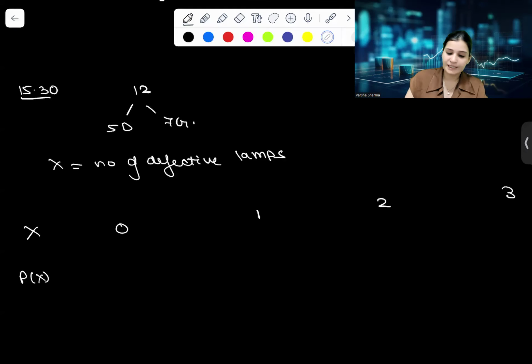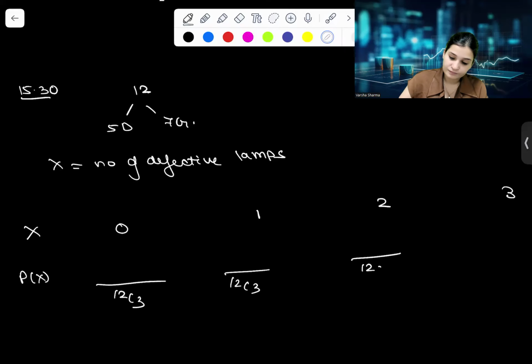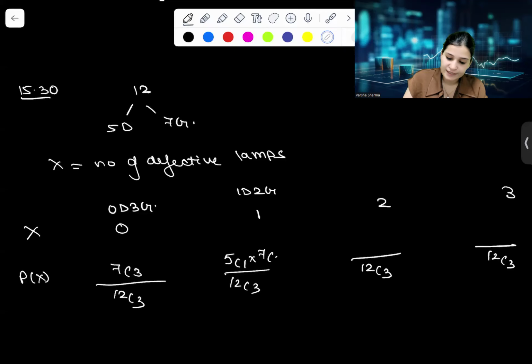Now we need to find probability. We are talking about selecting 3 lamps, so denominator will be 12C3 for all of them. Now 0 means 0 defective, that means all the 3 are good, so 7C3. 1 means 1 defective, so remaining 2 will be good: 1 defective 5C1, 2 good 7C2. 2 means 2 defective, 1 good: 5C2, 7C1. 3 defectives, so 5C3.